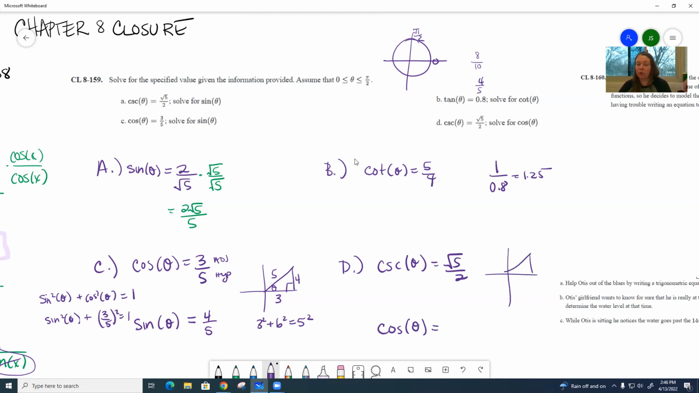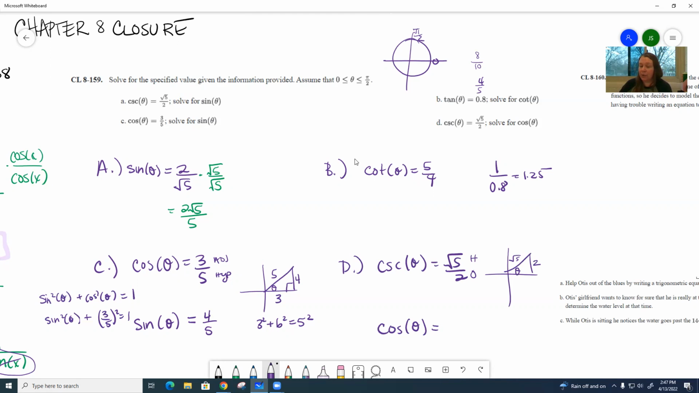And I know I have a first quadrant angle. If it's cosecant, that's reciprocal of sine. So it's hypotenuse over opposite. So my hypotenuse is √5. My side opposite is 2. And then I could figure out this side.